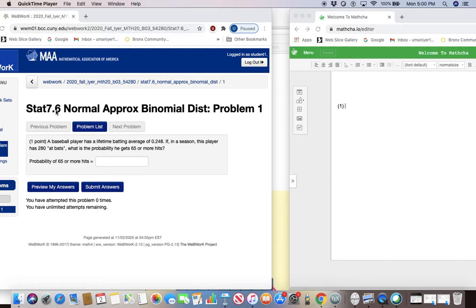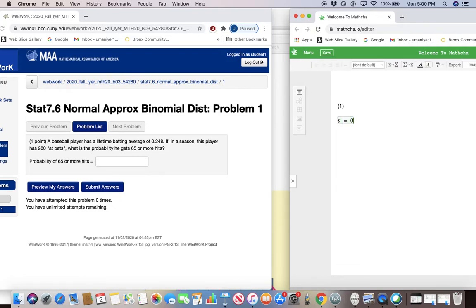Back, Stat 76, there is only one problem here. The question is: a baseball player has a lifetime batting average of 0.248. That tells me the probability of success, little p, is 0.248. If in a season this player has 280 at bats, what does that mean? He gets to try 280 times. What is the probability he will get 65 or more hits?